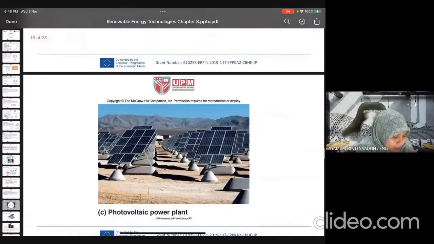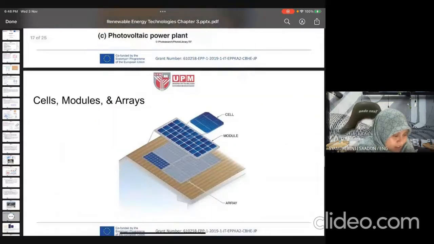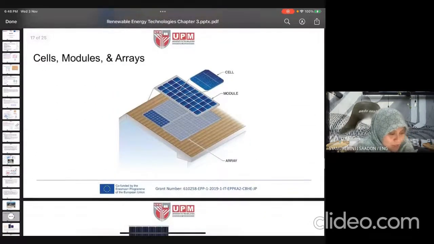Okay, so this is a photovoltaic power plant at a location, I'm not sure where. If we have a power plant at one site, these are all photovoltaic power plant sites.